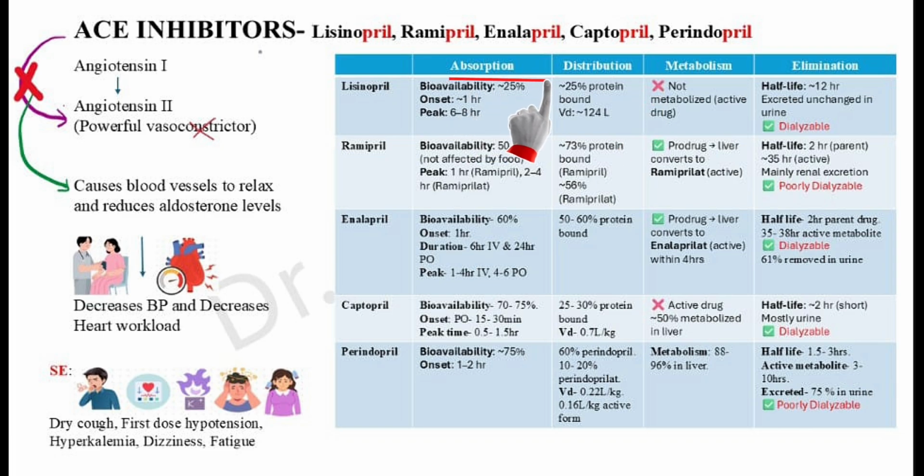Absorption, how the drug enters the bloodstream. Distribution, how the drug spreads in the body. Metabolism, how the drug is processed in the liver. Elimination, how the drug leaves the body. Most of these drugs start working within about 1 hour. Some, such as ramipril and enalapril, are prodrugs activated in the liver, while others like lisinopril are already active. Most ACE inhibitors are eliminated through the kidneys.